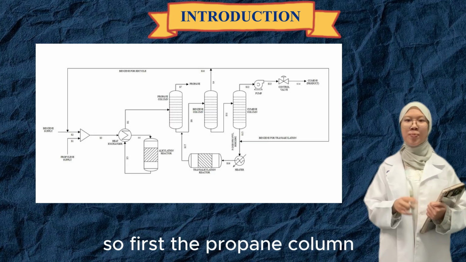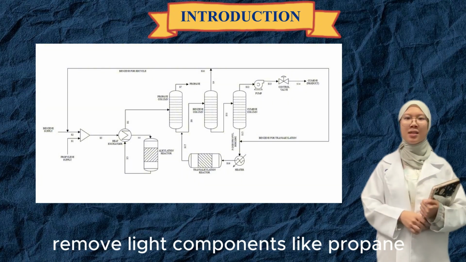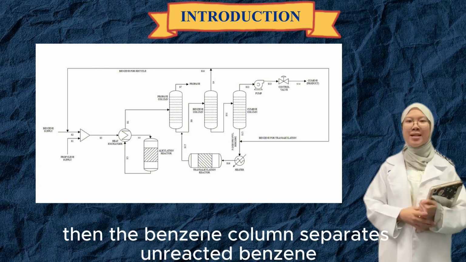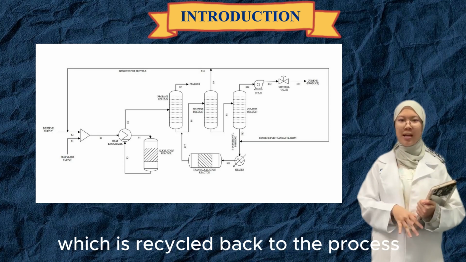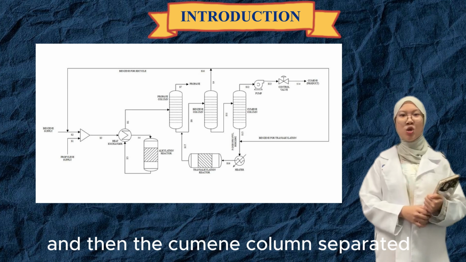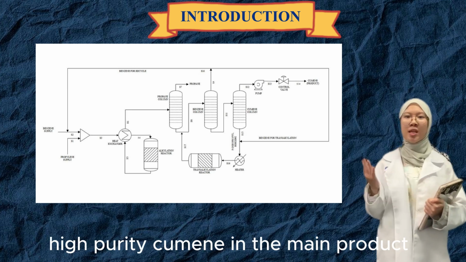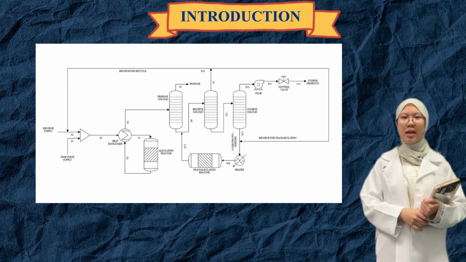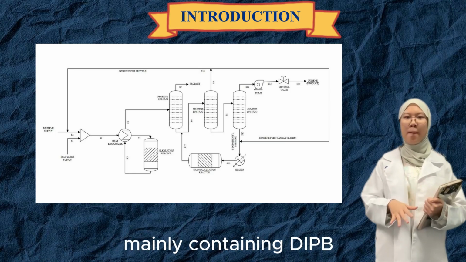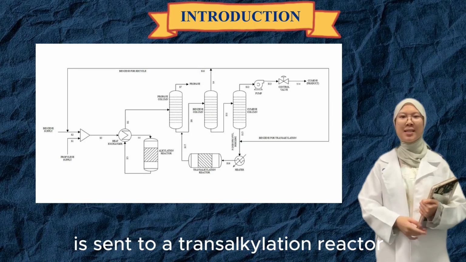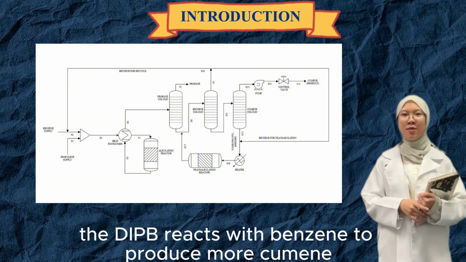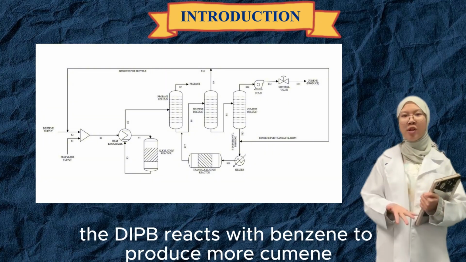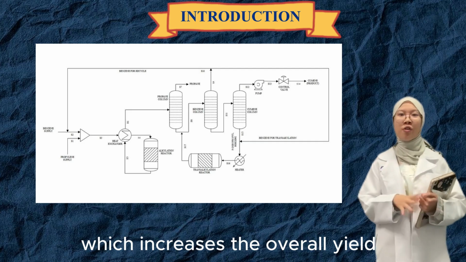After the reaction, the mixture goes through several distillation columns for separation. First, the propane column removes light components like propane. Then the benzene column separates unreacted benzene, which is recycled back to the process. And then the cumene column separates high purity cumene as the main product. And the heavier bottom stream, mainly containing DIPB, is sent to a transalkylation reactor. Here, the DIPB reacts with benzene to produce more cumene, which increases the overall yield.